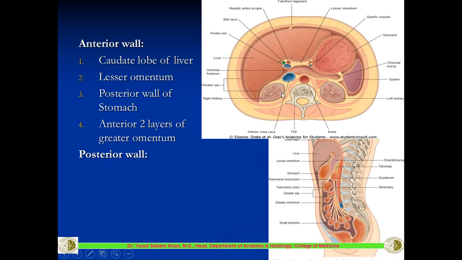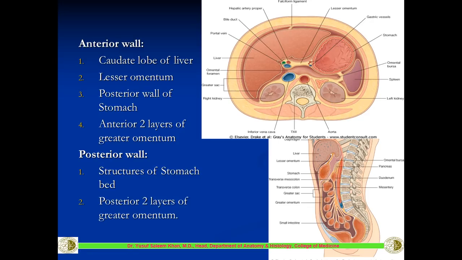So here you can see that these are the structures which are in the posterior wall. So what are the structures? One is the structures of the stomach bed. All the structures which are forming the stomach bed will be forming the posterior wall, because the stomach is on the anterior side, and these are the structures which are forming the stomach bed, and between this is the cavity. This is the lesser sac or the omental bursa. So all the structures which are forming the stomach bed, like the kidney, suprarenal glands, the aorta, and all those structures. Okay, along with that, the posterior two layers of the greater omentum.